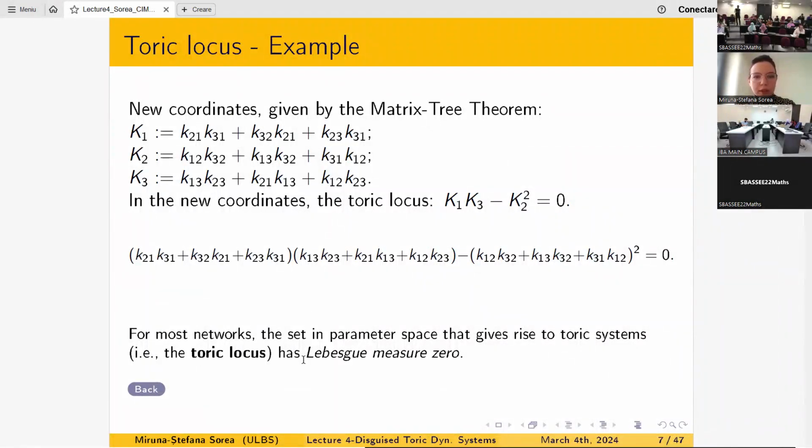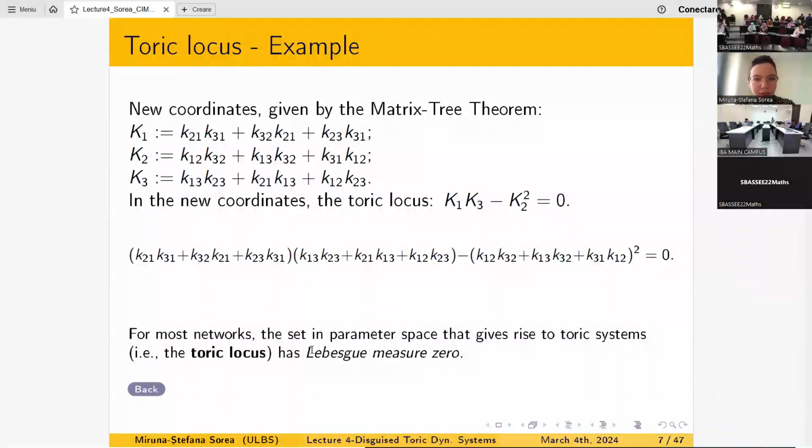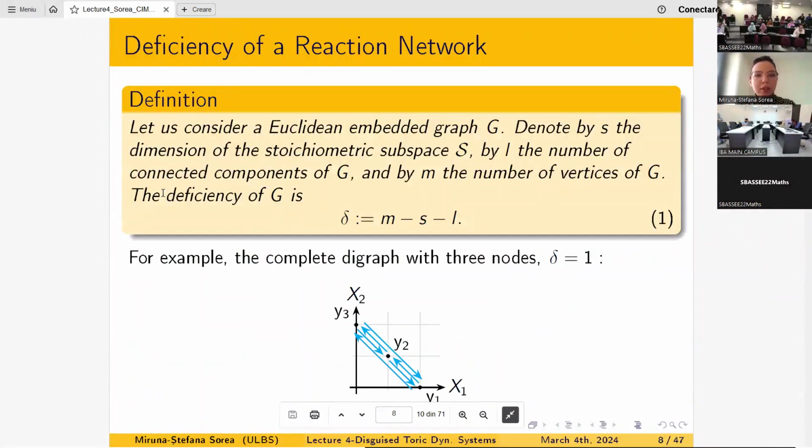Okay, and as I said, it has Lebesgue measures here. Just to recap the last example we saw on Friday. But actually, this theory of Lebesgue measure 0, what I'm saying here, is a more general phenomenon that can be precisely explained using an invariant of the network that you start with, that is called the deficiency of the network.